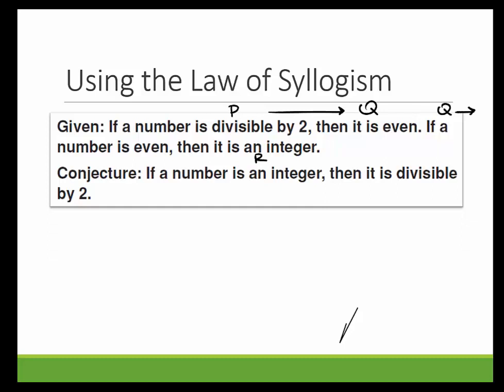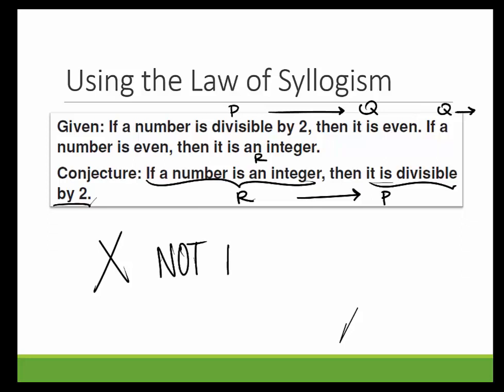Now what this did is it took our R statement and drew a conclusion to P. And this does not work. We cannot use the law of syllogism backwards. So not true by our deductive reasoning.